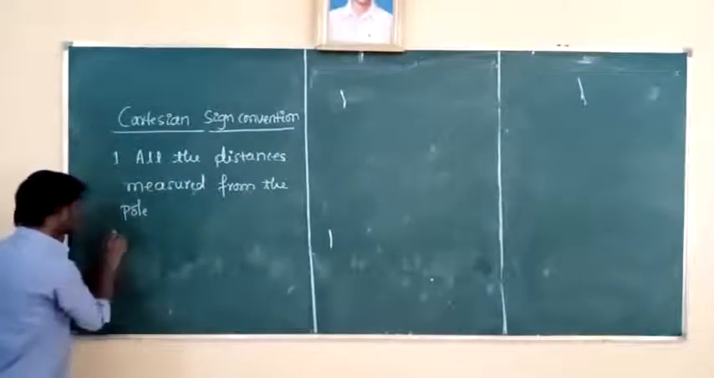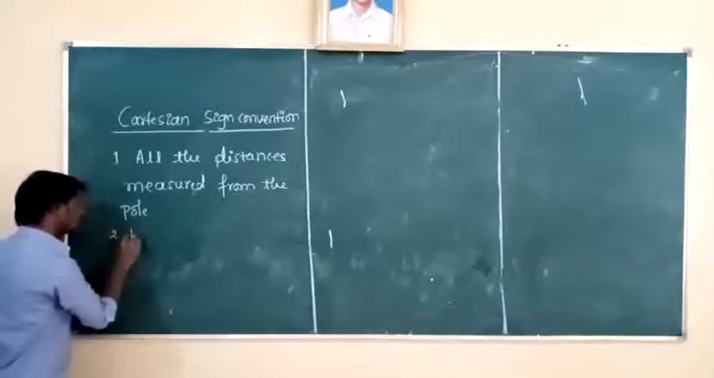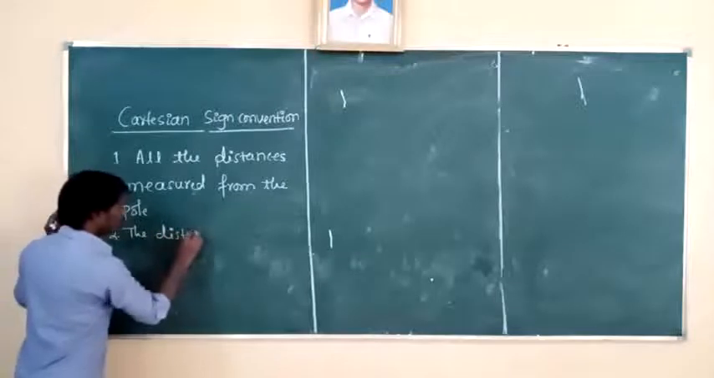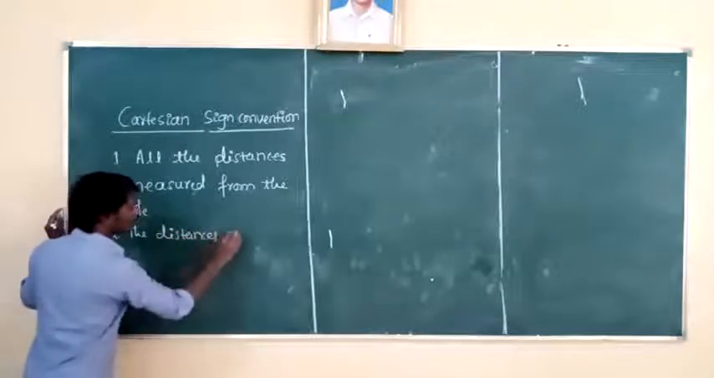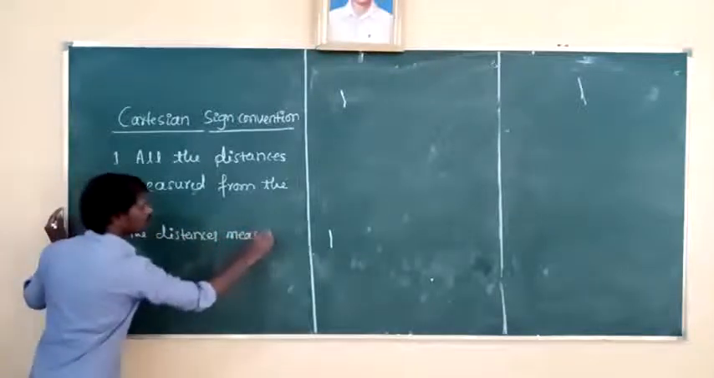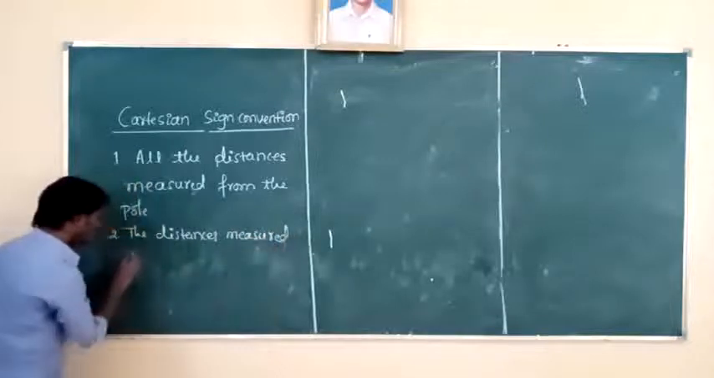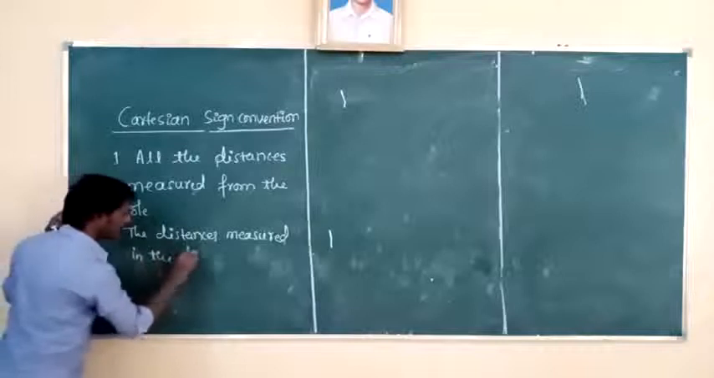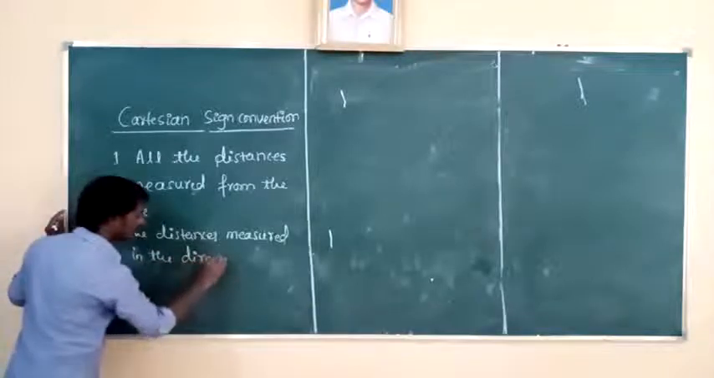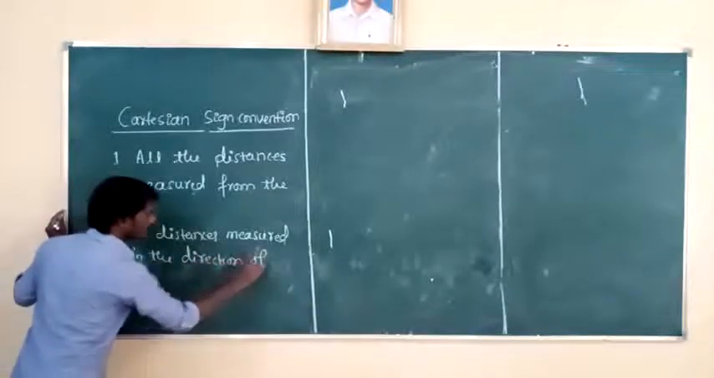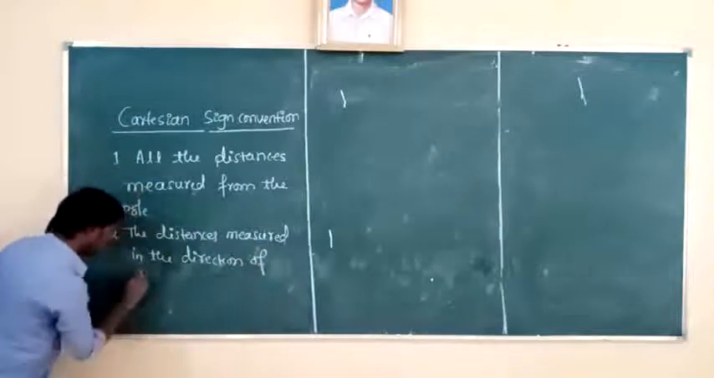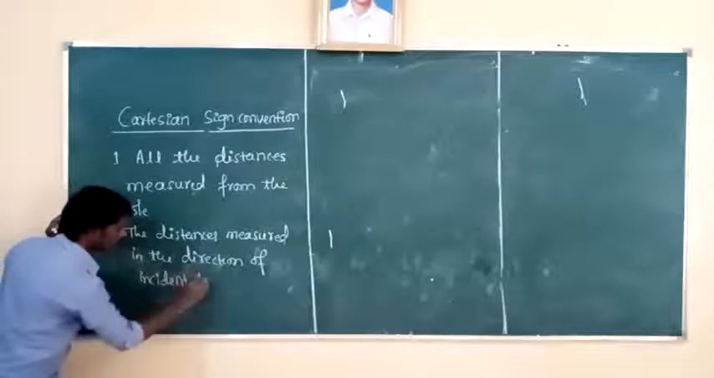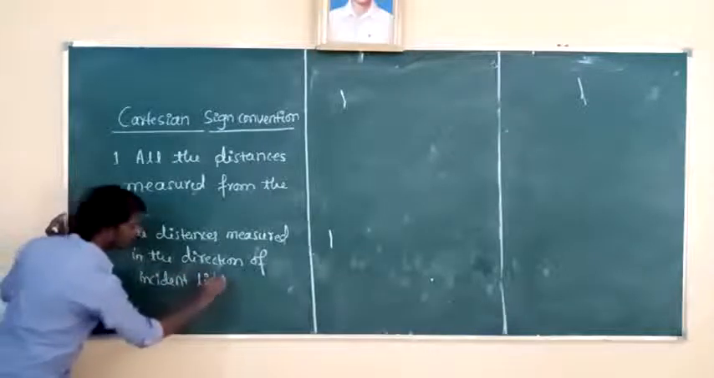Then the second sign convention. What is that? The distances measured in the direction of incident light are taken as positive.